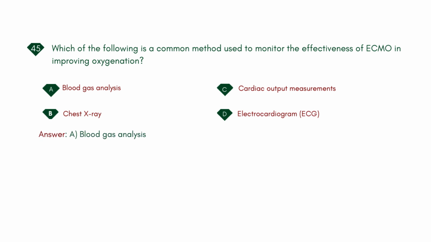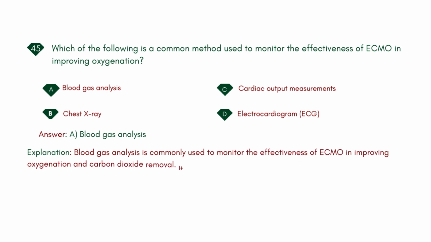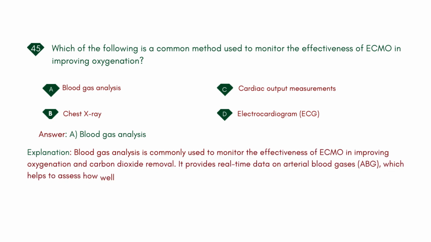Blood gas analysis. Explanation: Blood gas analysis is commonly used to monitor the effectiveness of ECMO in improving oxygenation and carbon dioxide removal. It provides real-time data on arterial blood gases, ABG, which helps to assess how well the ECMO circuit is oxygenating the blood and removing carbon dioxide.